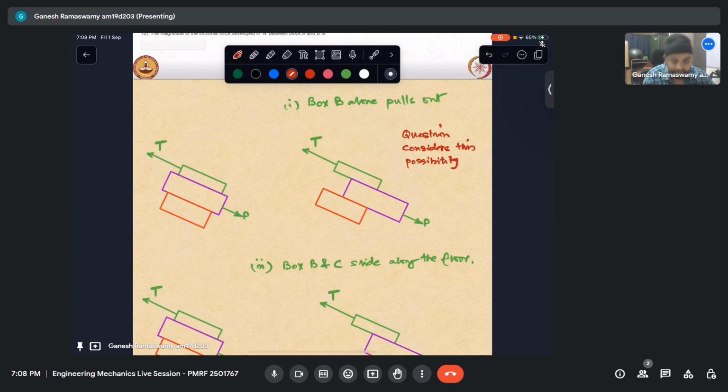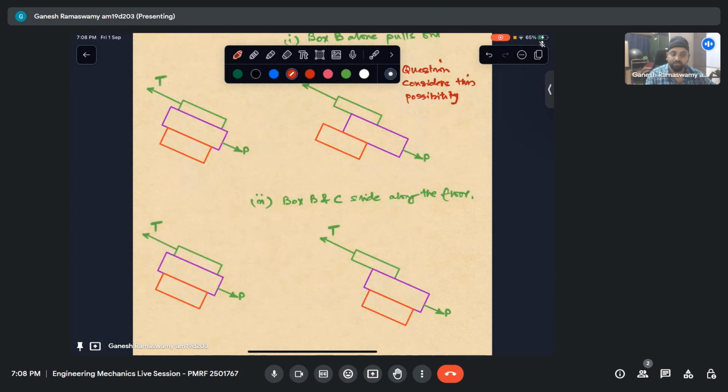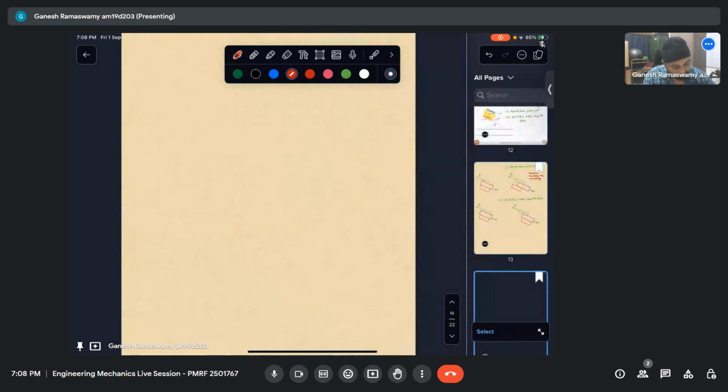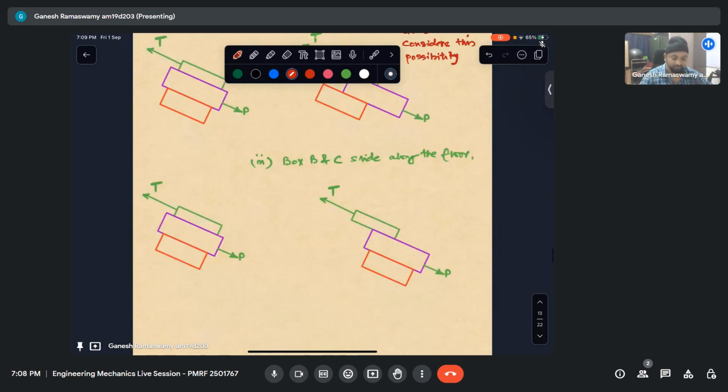The question is considering this possibility, which implicitly implies that the question is not considering the second possibility. It takes that the second possibility cannot occur. Let us see if that is the case or not. Let us see if the question is properly posed or not. So we will proceed with what the question says, and then finally check whether this possibility gets violated or not.